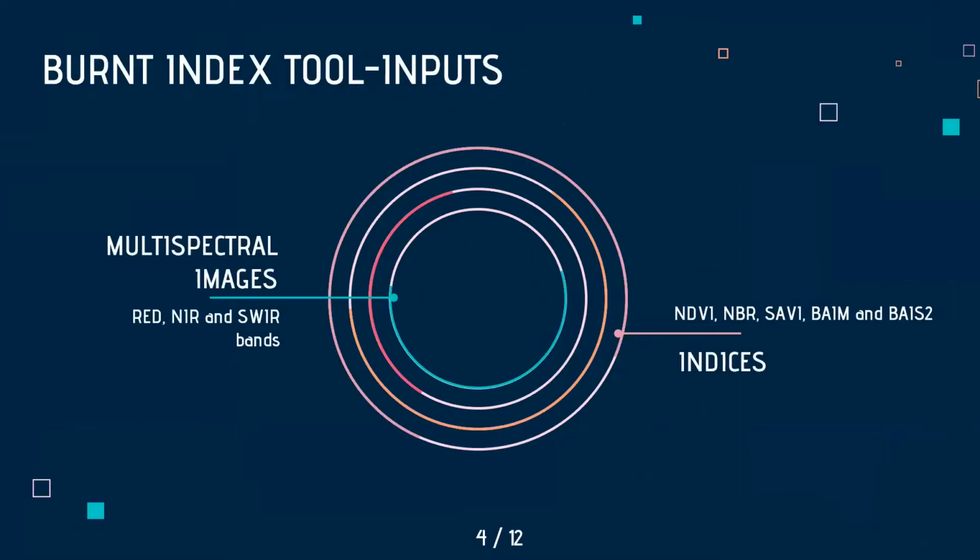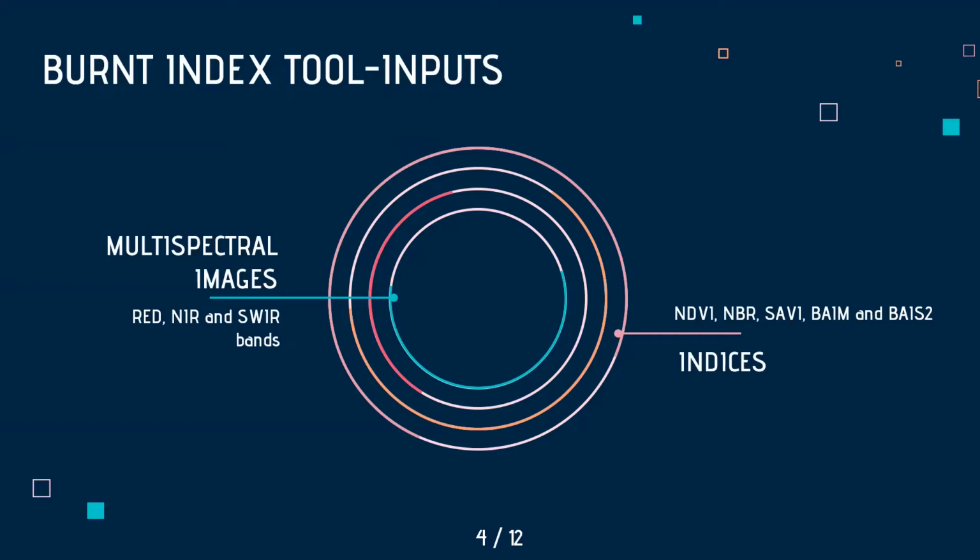For the first plugin, we need as input to choose between 5 different indexes. The first 2 are specific for vegetation study and are the Normalized Difference Vegetation Index and the Soil Adjusted Vegetation Index. The last 3 are specific for burnt area delineation and are the Normalized Burn Ratio, the Burnt Area Index for MODIS and the Burnt Area Index for Sentinel-2.